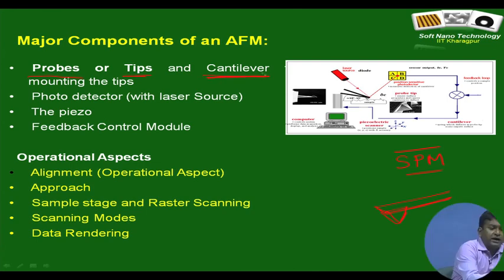You cannot have a tip only in an AFM, the way it works, because you need the cantilever. You need a photo detector with a laser source, and this is something very strange: you need a laser, but that laser does not help you in imaging. The laser is used in conjunction with the photo detector to track the deformation of the cantilever, and that in an indirect way gives you the variation of the interaction force between the tip and the sample surface as the tip rasters from one point to the other.